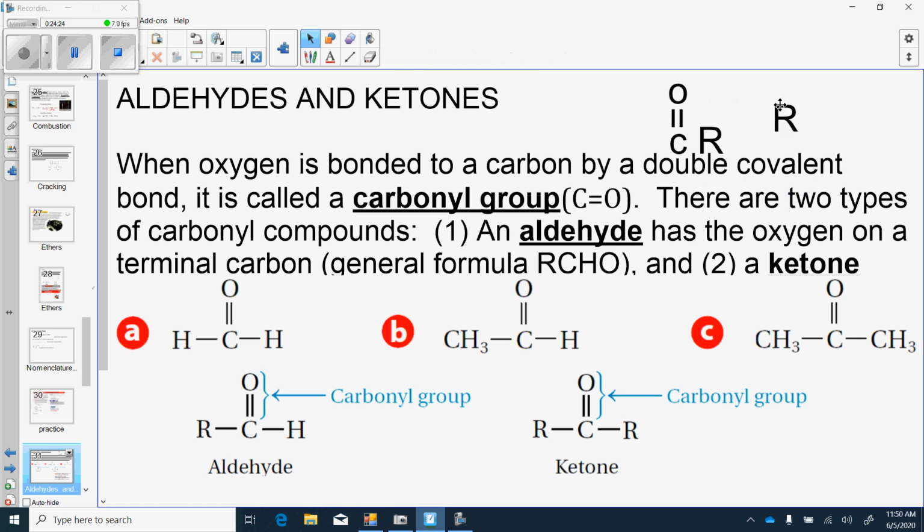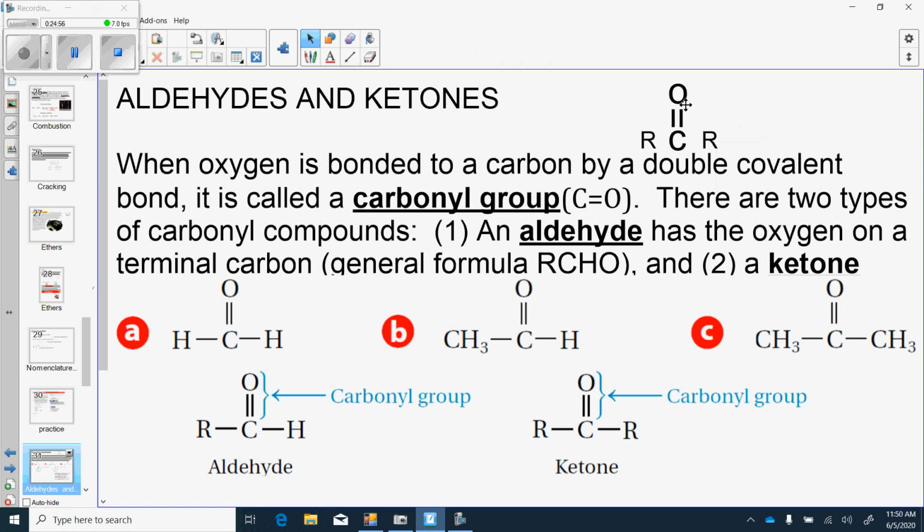So in your sheet, because I know you guys are filling out this sheet, you want to make sure you know the general formula. So the general formula for a ketone and an aldehyde are very, very similar. They're going to have an R right there. And if you have another R right there, that's the general formula for a ketone, okay?